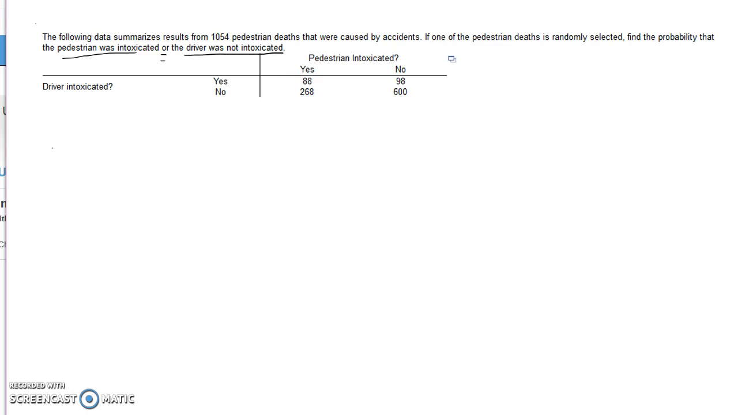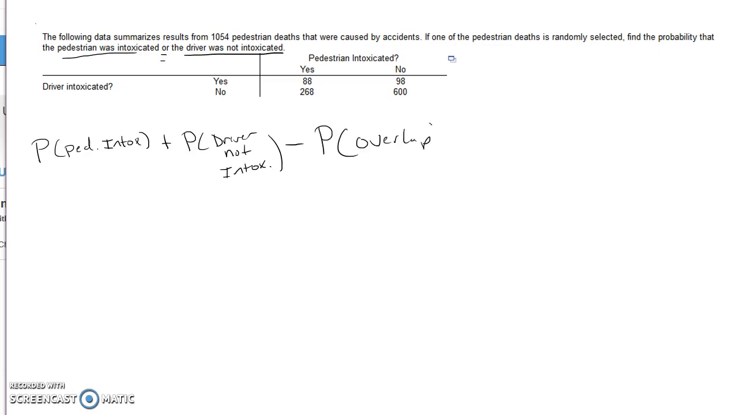So when you see the word "or," we're going to break this down into two different problems. We're going to find the probability that the pedestrian was intoxicated, add that to the probability that the driver was not intoxicated, and then subtract what I like to call the overlap. These are the situations where the pedestrian was intoxicated and the driver was not intoxicated. So let's break this down.